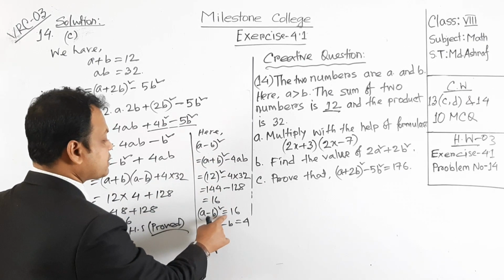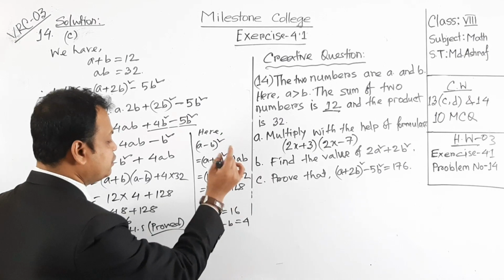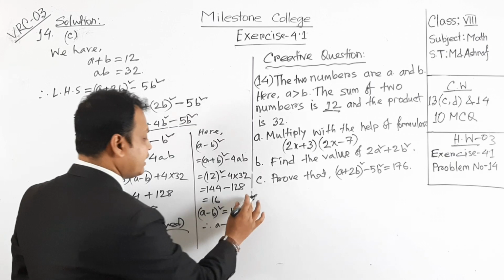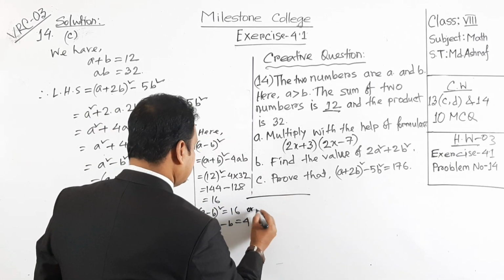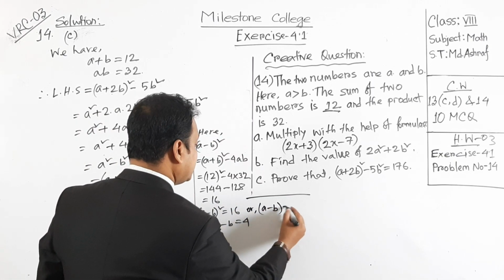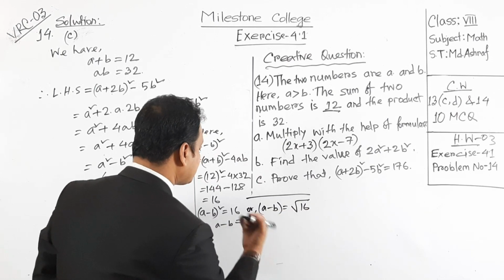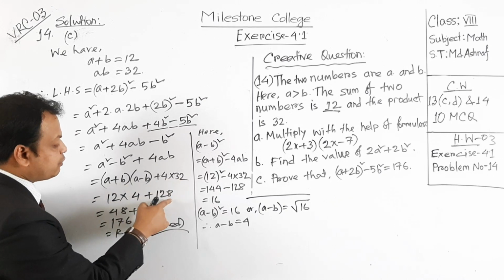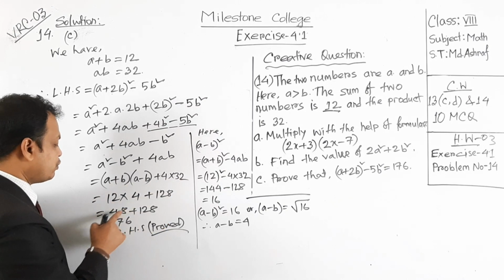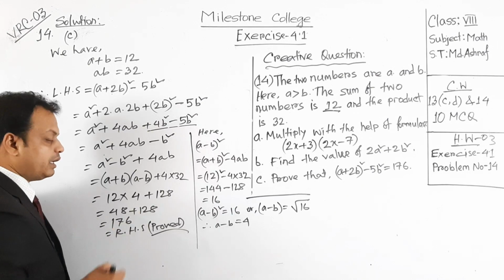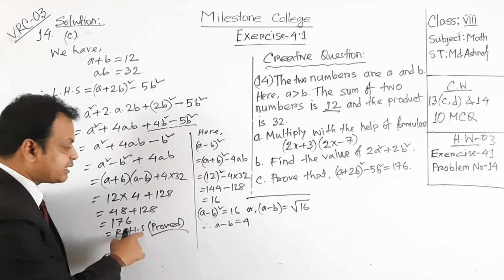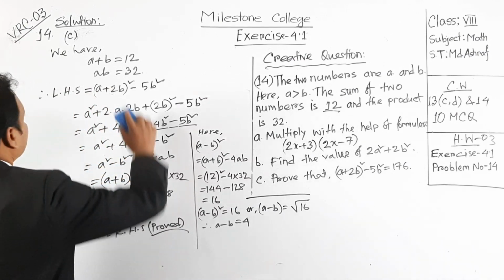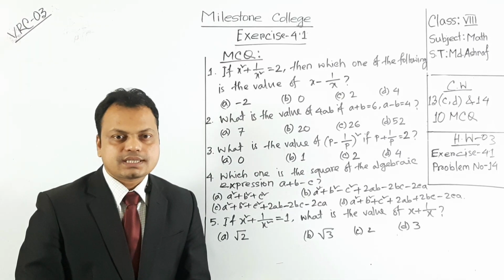We have got the value of ab by applying the corollary. (a minus b) whole square equals 16, then a minus b equals 4 by square root. Or a minus b equals the square root of 16, that means this will be 4. So a minus b is 4. Then 4 into 32 is 128. Then 12 into 4 is 48, plus 128, it will be 176. This is equal to the right hand side. Then left hand side equals right hand side. It is proved.